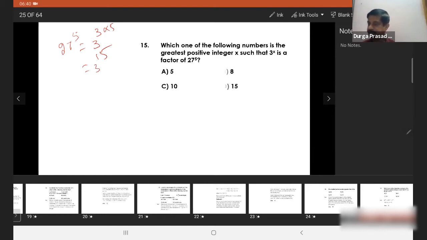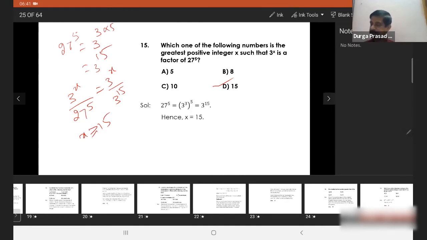Okay, so let us see what happens. So now what is that integer x such that 3 power x divides it? 5 lesser than 15, 8 lesser than 15, 10 lesser than 15, D equal to 15. So answer is D. If it is 27 power 5 by 3 power x, this is 3 power 15 by 3 power x. So x should be less than or equal to 15, then only it will be divisible. So you have x equal to 15. So answer is 15. Okay. Please note it fast, quick.